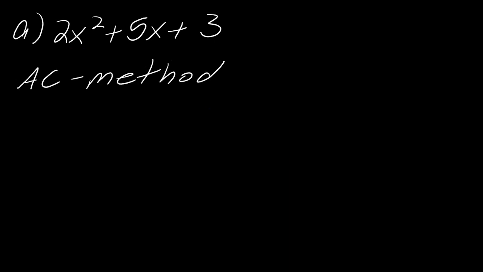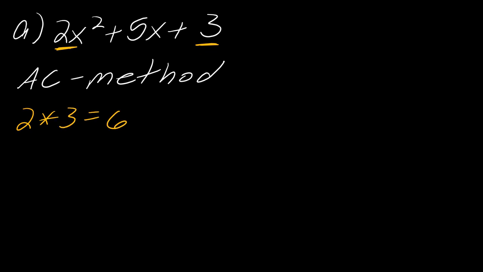Now, the other way to do this is the AC method. So there are pros and cons to both. So I will just show you the AC method first. For the AC method, the first thing that you want to do is multiply these two numbers together, the first number and the last number. So 2 times 3 equals 6.